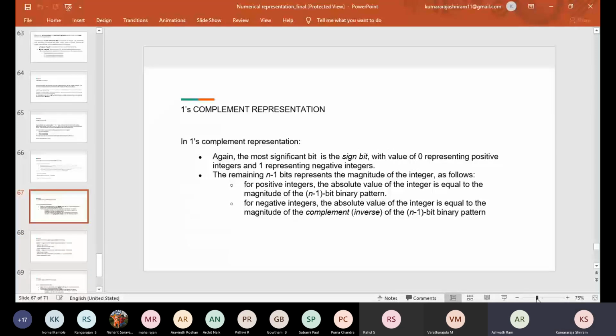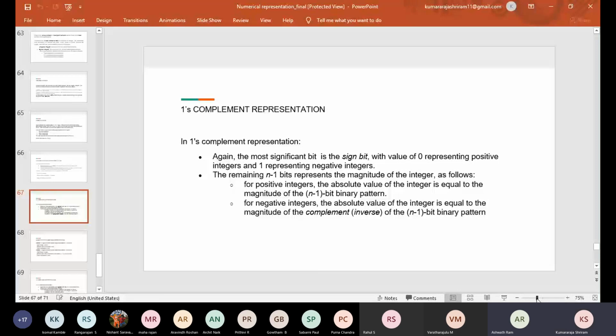In the case of 1s complement representation, so the way we convert a binary number into a 1s complement is nothing but toggling all the bits. So if we toggle all the bits of a particular unsigned integer, we'll get the 1s complement representation of it. So how do we find the value from a 1s complement representation?